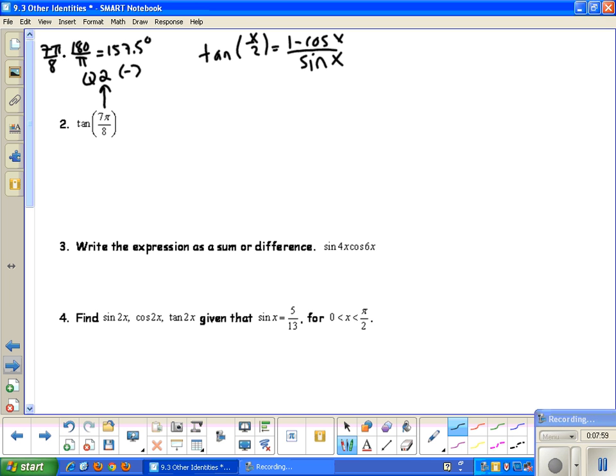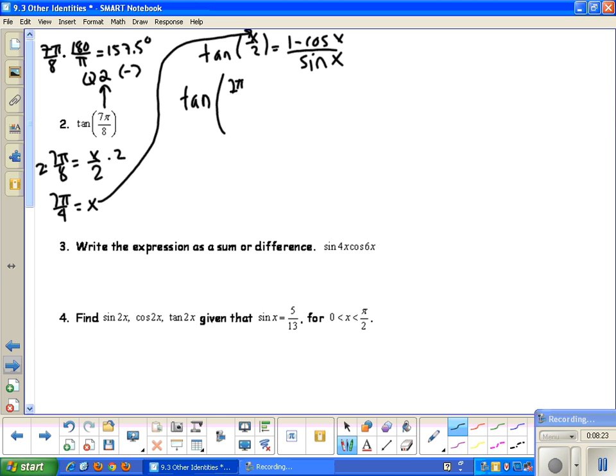So for this, I have to figure out what that x value is going to be. So take 7 pi over 8 equals x over 2 to help you figure it out. Multiply both sides by 2, and you get 7 pi over 4 is equal to x. So that is what's going to go in here for x into my equation. So I have the tangent of 7 pi over 4 divided by 2 equals, and notice that we're only plugging in x into our equation. So I have 1 minus the cosine of 7 pi over 4 divided by the sine of 7 pi over 4, because that's what we're plugging in for x into our equation.